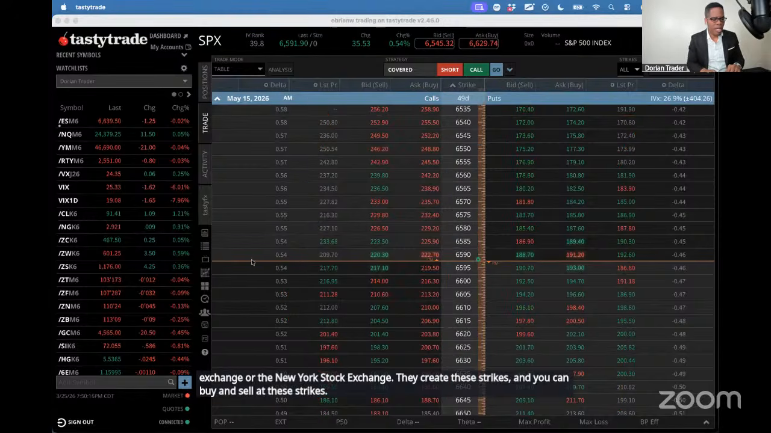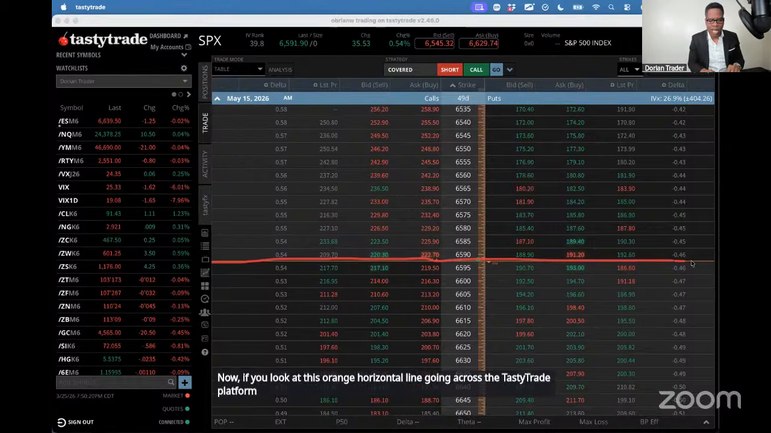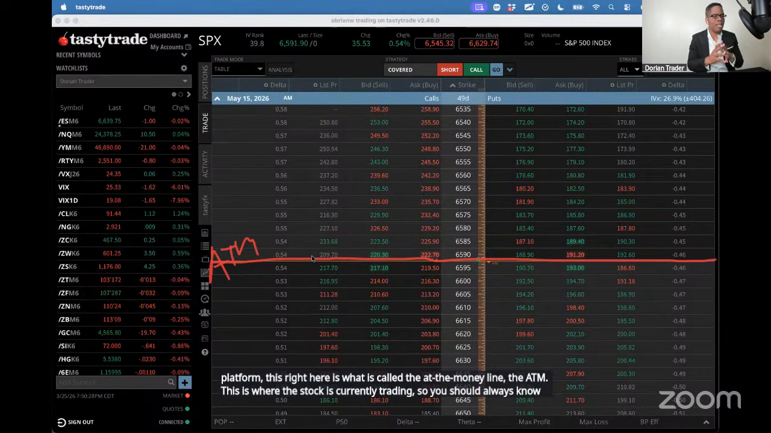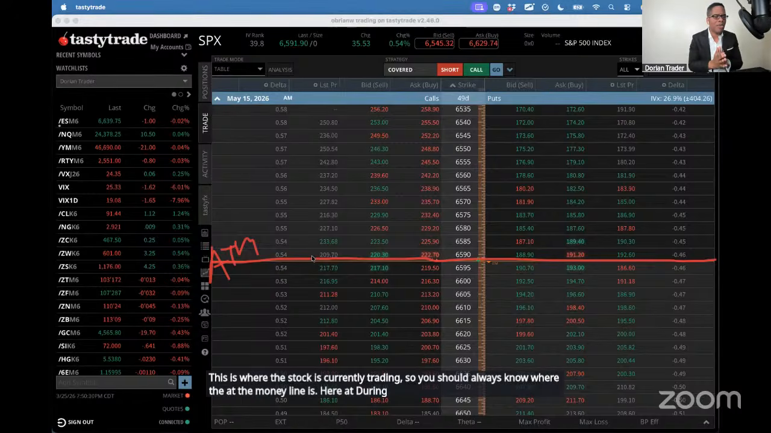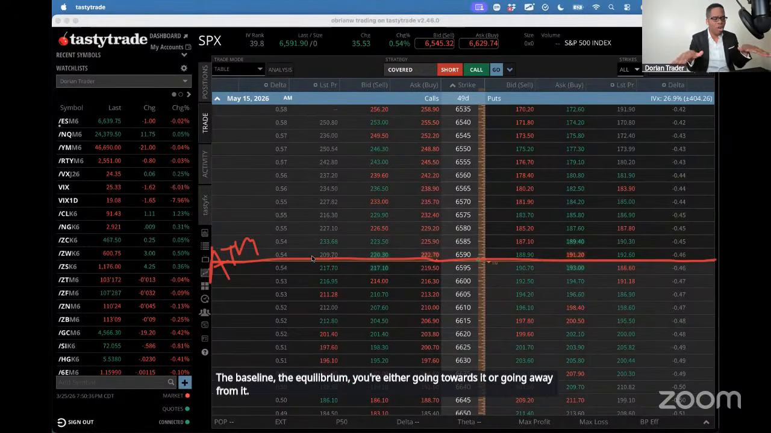Now, if you look at this orange horizontal line going across the Tasty Trade platform, this right here is what is called the at the money line, the ATM. This is where the stock is currently trading. So you should always know where the at the money line is. Here at Dorian Trader, we consider it the baseline, the equilibrium. You're either going towards it or going away from it. You always need to know where the at the money line is at. And it's easy because it's just where the stock is currently trading.